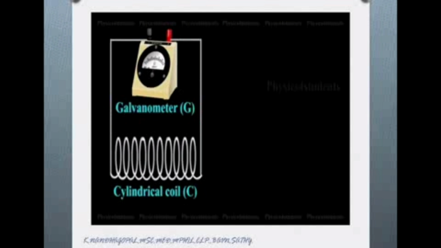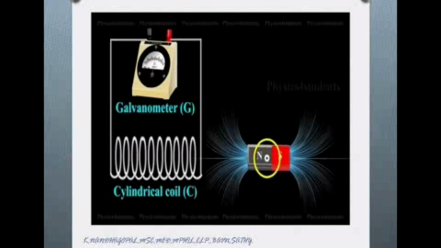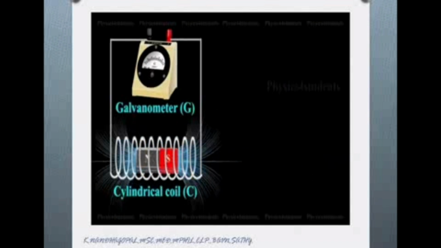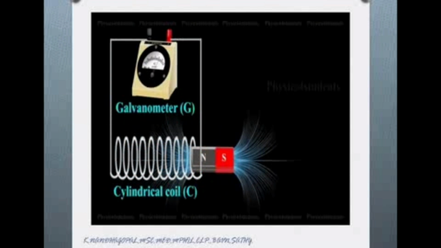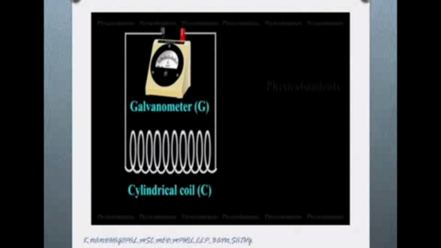The galvanometer is connected to the cylindrical coil C. G is a highly sensitive moving galvanometer, and C is a cylindrical coil. It's a conductor wound like this, so it's called a coil, and the galvanometer is connected to the coil. It's a bar magnet, so two poles are there. When the magnet is moved inside the coil, the magnetic lines of force are cut by the coil, showing a deflection in the galvanometer. When you withdraw the magnet, again it shows a deflection, but in the opposite direction.